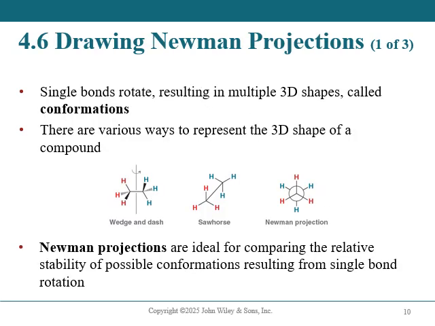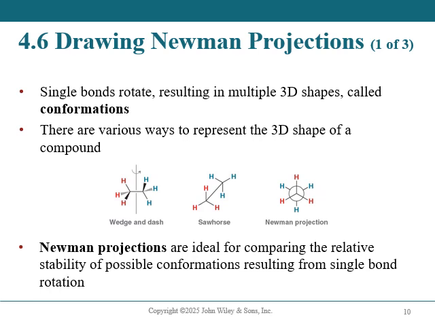Now let's talk a little bit about Newman projections. These projections refer to ways in which we can see alkanes, right? So we can talk a little bit about the rotation within single bonds in a given molecule. In this case, we talk about single bonds, how they rotate, resulting in multiple three-dimensional shapes. We're going to call them conformations.